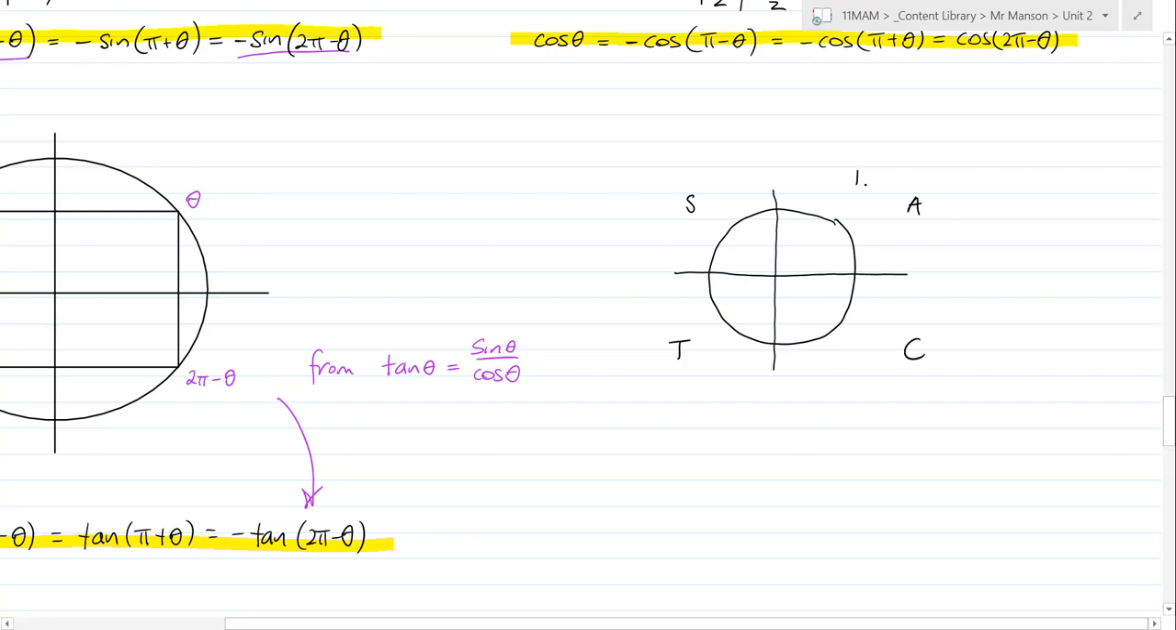Cos. That's going to be massively important, that you remember that if you are calculating cos of an angle that's between 270 and 360, it will give you a positive value, but sine of that angle and tan of that angle will be negative.